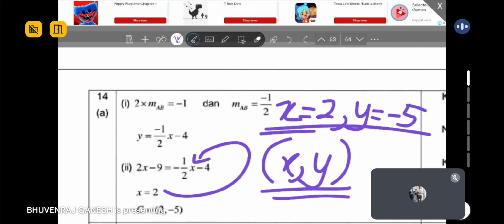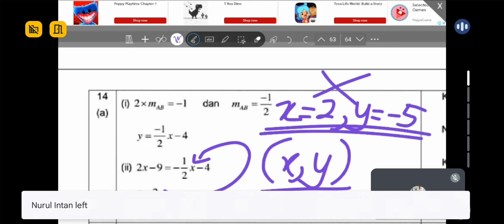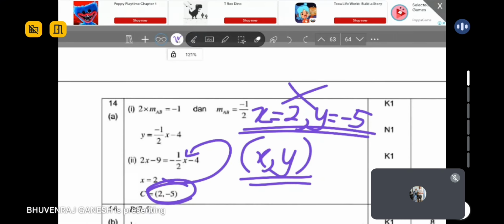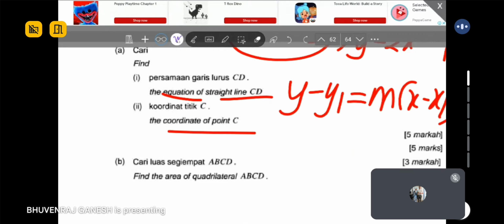If you write like this in the exam, you still don't get full marks. No full marks, because a coordinate must be written like this, in a bracket. Alright. So yeah, this is 14A.